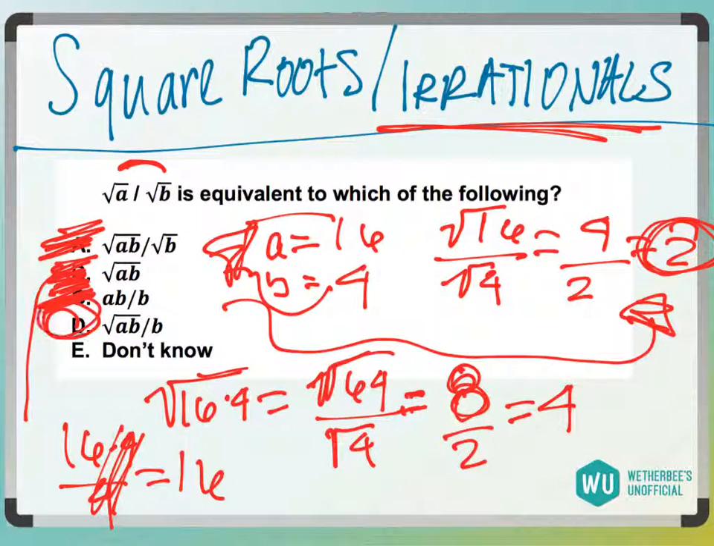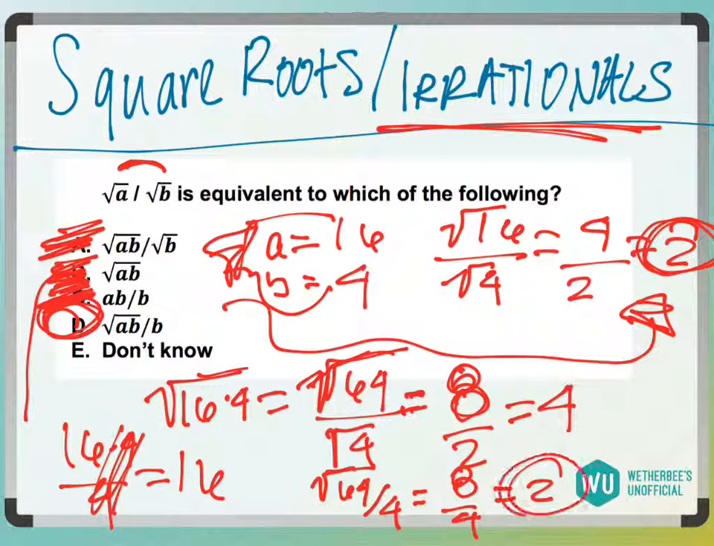So it's going to be answer choice D, but let's prove it. It's kind of the same thing as this root 64, but instead of root 4, I'm going to put 4 on the bottom, which gives me root 64 over just 4, which is 8 over 4, which, ding, ding, ding, equals 2. That matches up with this, so it's answer choice D.